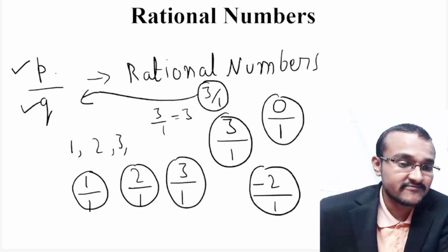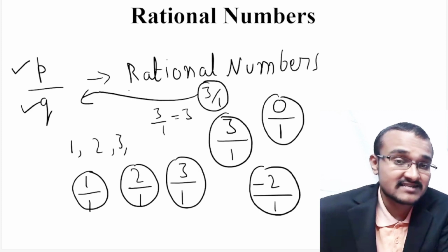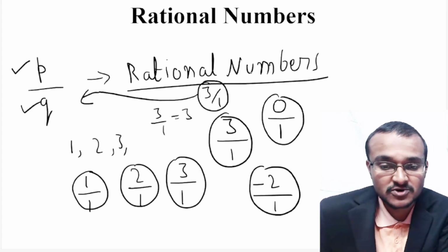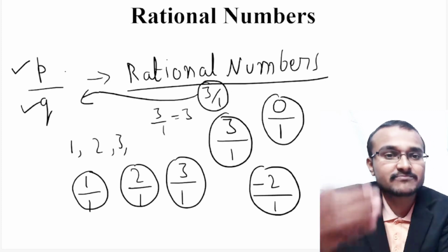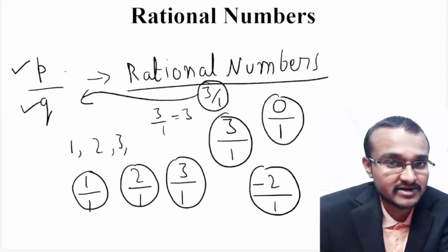So if a number has such a form, then such kinds of numbers are known as rational numbers. So here any natural numbers, whole numbers, integers can be written in the form of p by q just by putting 1 in the denominator. Hence they can also be rational numbers.